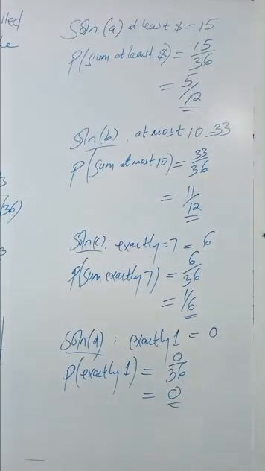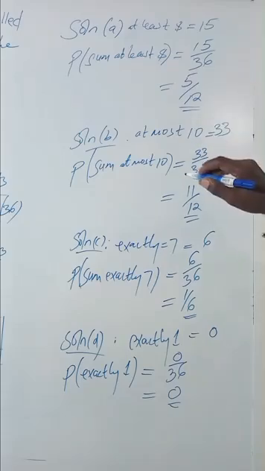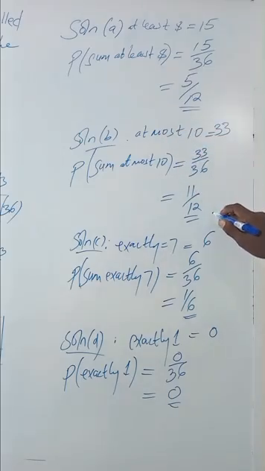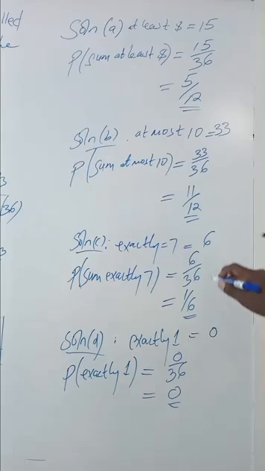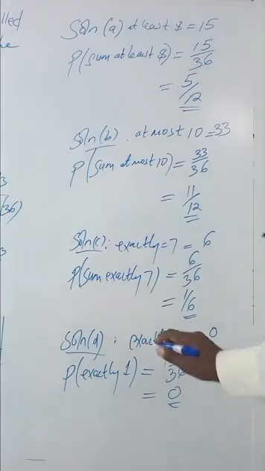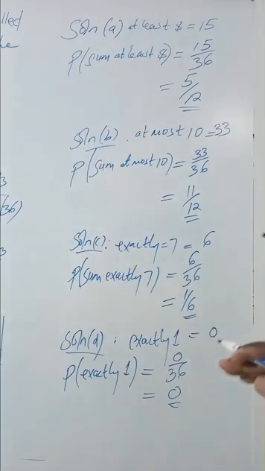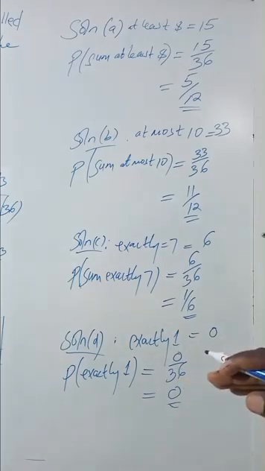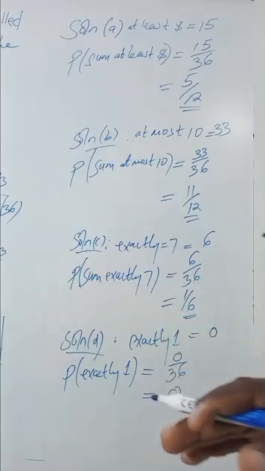So in other words, the probability of getting a sum of the two numbers which showed up equal to at least 8, we got 5 over 12. At most 10, we got 11 over 12. Exactly 7, we got 1 over 6. Exactly 1, we got 0. That probability does not exist because it has no events.